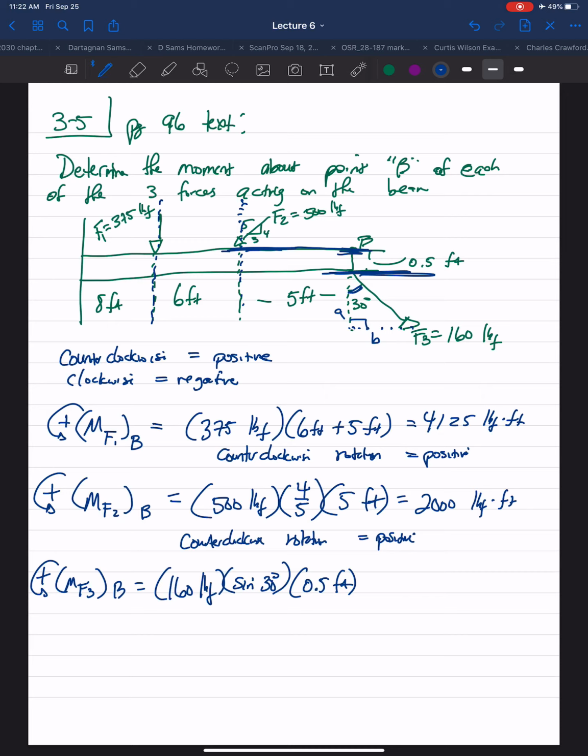And the vertical component, this leg, goes through point B, so it does not cause a rotation. So there's no moment caused by that. Only the horizontal component causes a rotation about point B. Solving that out, 160 pounds force times sine 30 times 0.5 feet, you get 40 pound force feet.